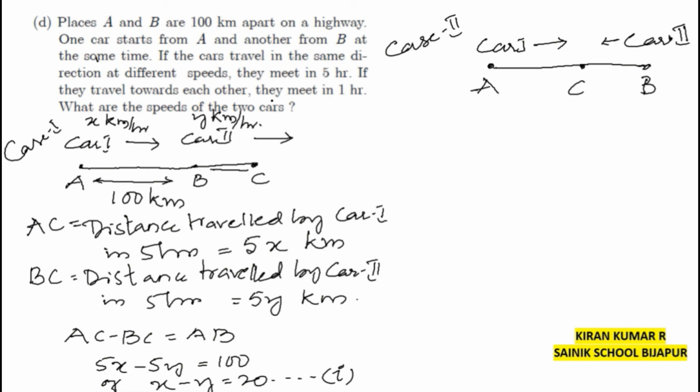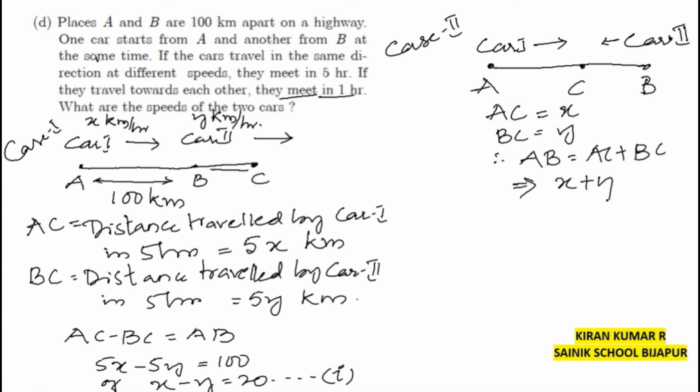Here they have given that when they are traveling towards each other, they meet in 1 hour. So what is the distance AC? It will be speed multiplied by the time taken. The speed is x multiplied by the time taken, nothing but x. BC is nothing but y. Therefore, AB is AC plus BC, which implies x plus y equal to 100. This is my second equation.